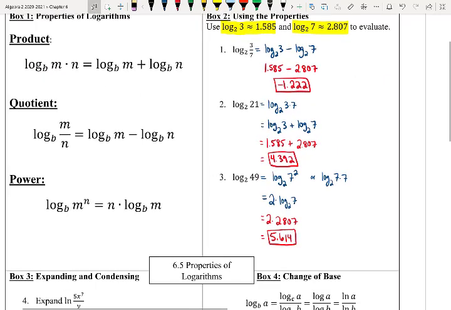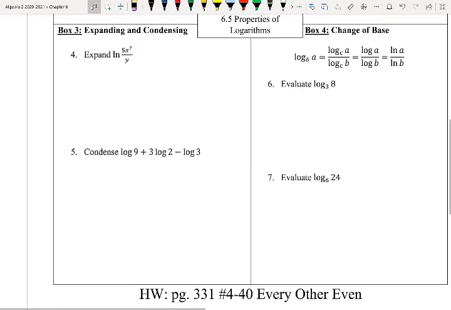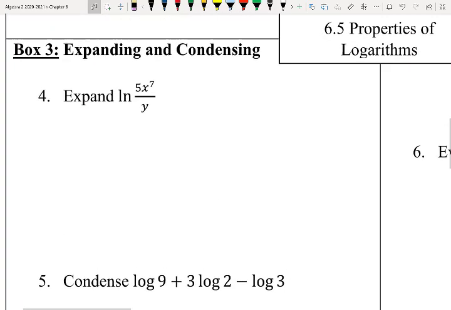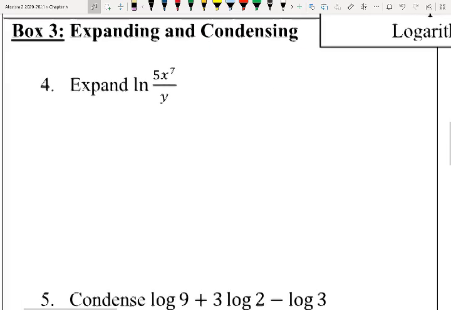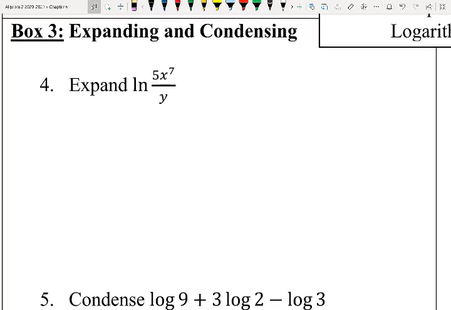All right, so moving on to box 3. So box 3 is all about what's called expanding and condensing. Now, with expanding and condensing, we're basically doing the same thing we just did with expanding, with that previous set of problems. It's just that here we're working more generically. We're not working with approximate values of anything. It's just trying to take a single log and expand it out as far as we can. So all we're going to be doing is using whatever rules we can use. So we can use power rule, we can use product rule, we can use quotient rule.